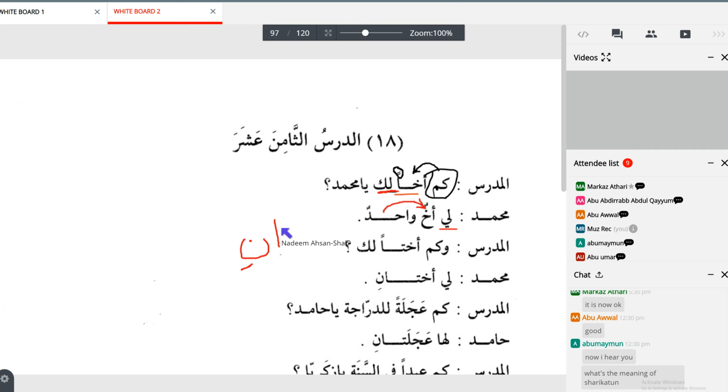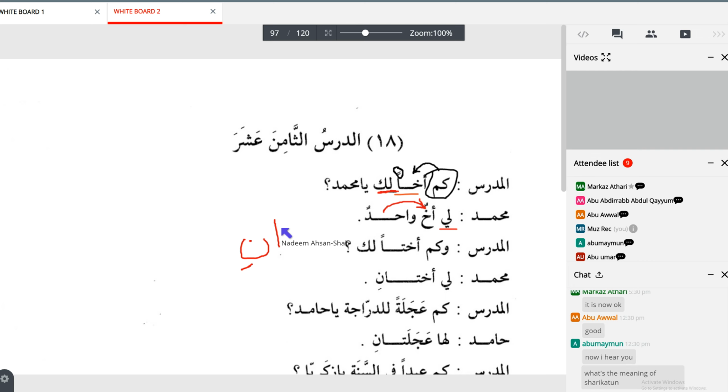So we have singular, mufrad, and we have jam', which is plural. Singular is obviously one of something, as we have over here, akhun wahidun, one brother. And for jam', we have all the plurals that we learned in Dars al-Thalith Ashar and Athani Ashar, if I'm not mistaken, the plurals of those words. Now, in actual fact, in the Arabic language, plural starts from 3 and above.